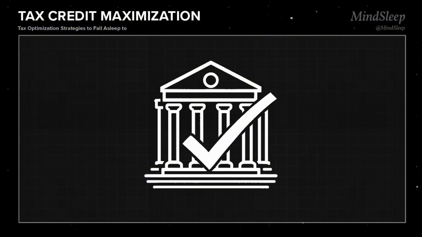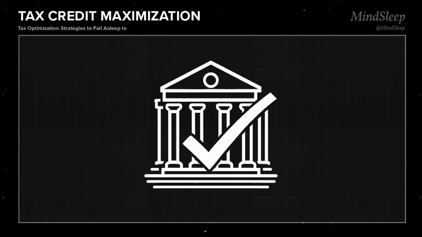The Earned Income Tax Credit, or EITC, is designed to benefit low to moderate income workers. The Child Tax Credit provides relief for families with children. The American Opportunity Tax Credit and Lifetime Learning Credit offer support for education expenses. For businesses, there's the Research and Development Credit, encouraging innovation, and various energy-related credits promoting sustainability.